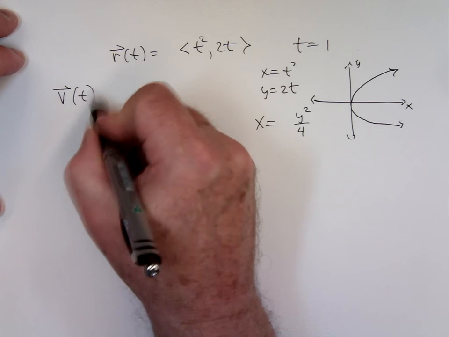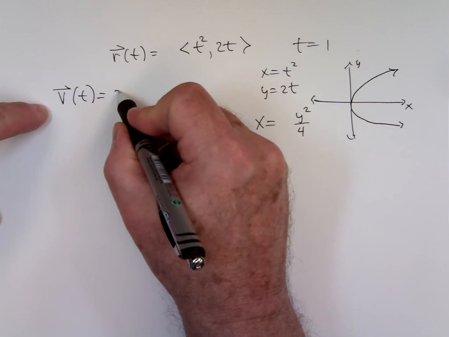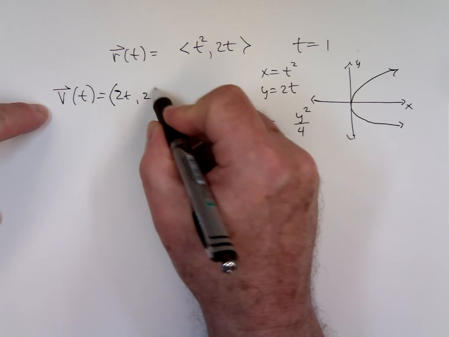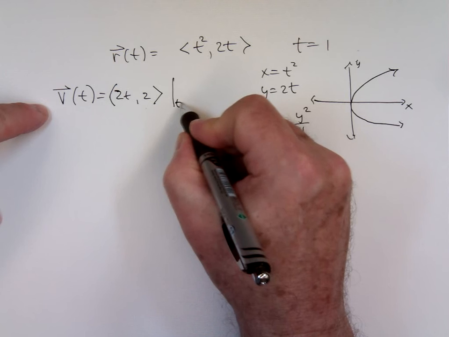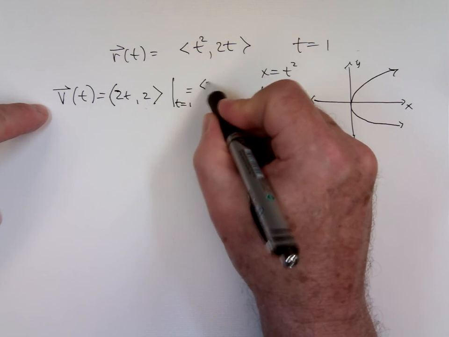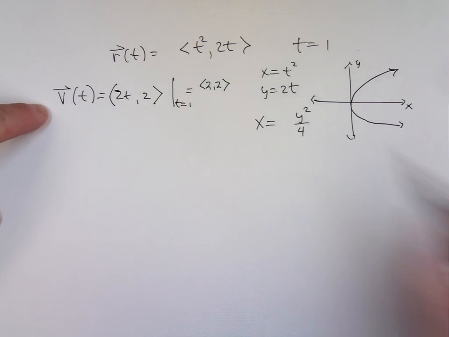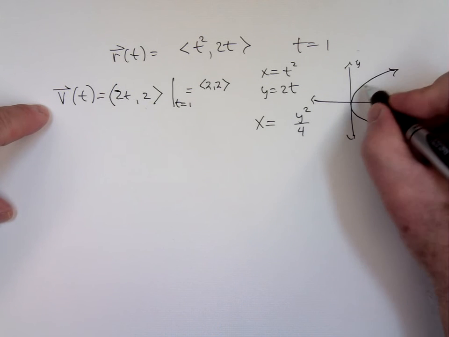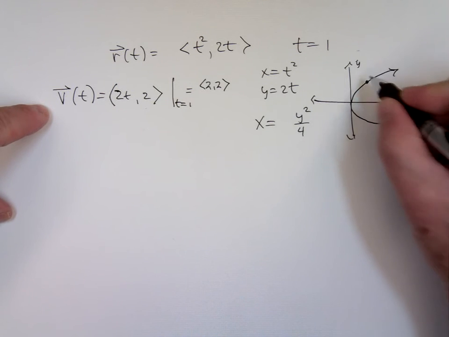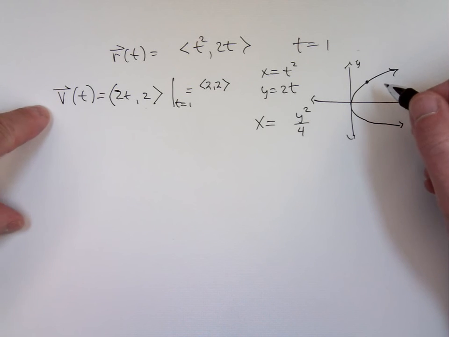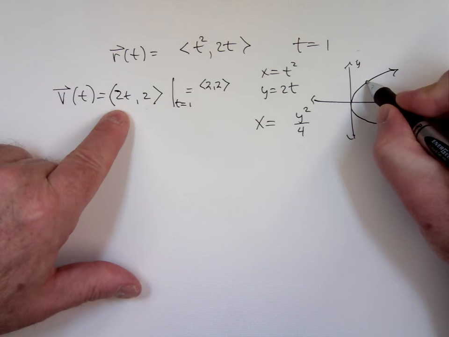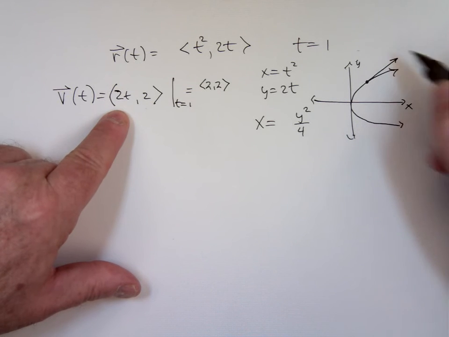Velocity is going to be 2t, 2. At t equals 1, that's equal to 2, 2. That's the velocity. At t equals 1, you get the point here. At t equals 1, you've got the point 2, 2. You've got this as your velocity vector.